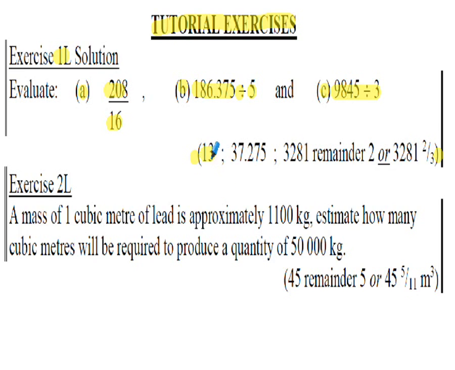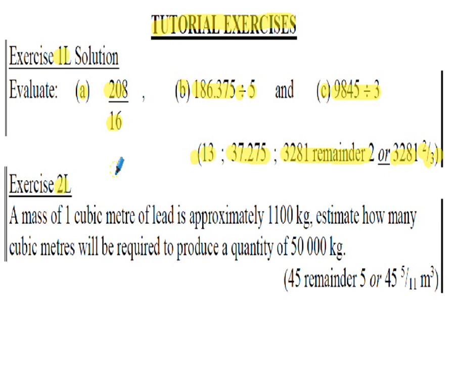Notice with parts A and B, there are no remainders here. But with part C, there will be a remainder, and it's shown written in two forms, 3,281 remainder 2, or 3,281 and 2/3.